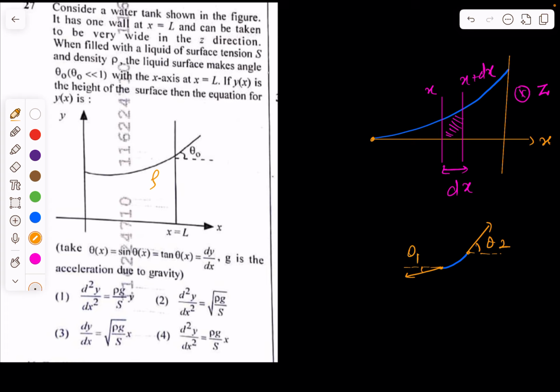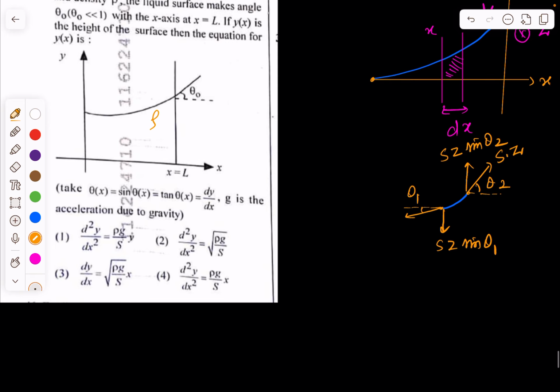Now this force will be S into the length of the surface, which will be z in this case, and so the vertical component of the surface tension force will be Sz into sine theta 2. Similarly, the vertical component at theta 1 will be Sz sine theta 1 in the downward direction. And so the net force of surface tension will be Sz (sine theta 2 minus sine theta 1), and this will be responsible for balancing the weight of that liquid in the column of width dx.